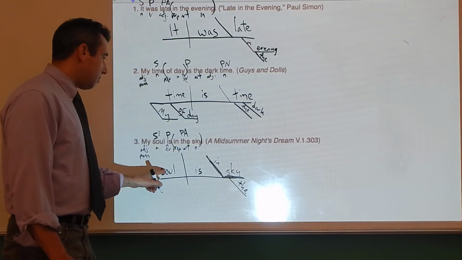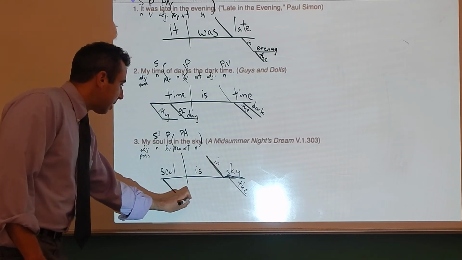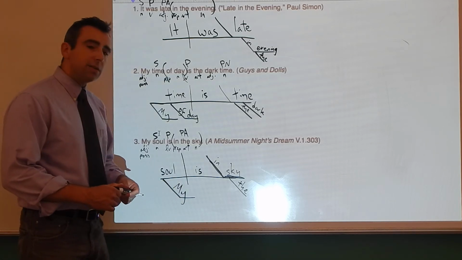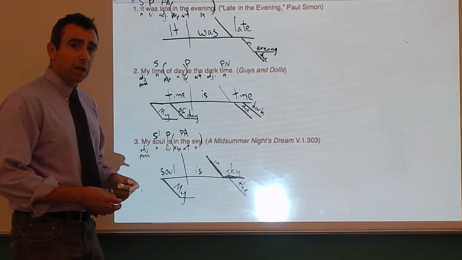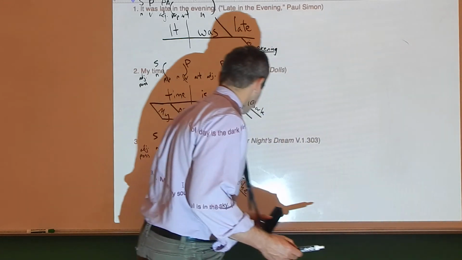And then, my soul is in the sky. Oh, we're missing the my. Let's get that on there. Capitalized because it's the first word of the sentence. On a lazy L because it's a possessive. So this is one way to do it. There's another way you could do it too. You might remember it from the last lesson.